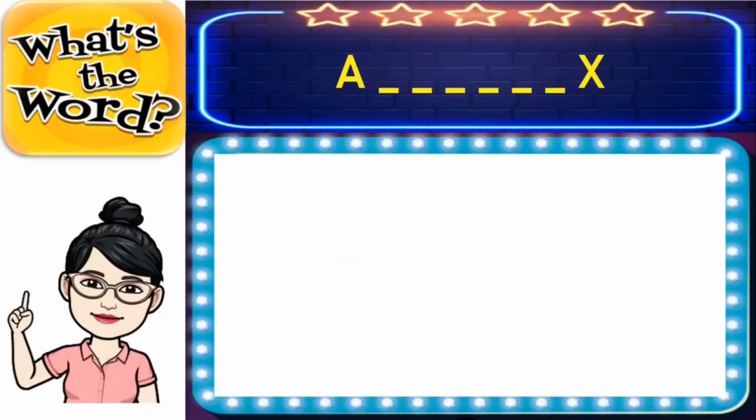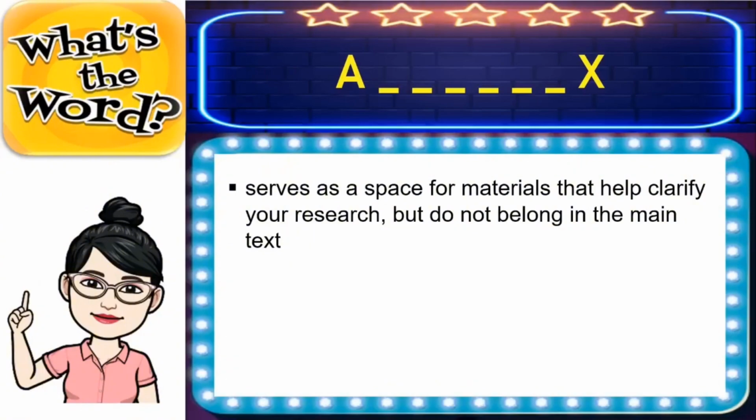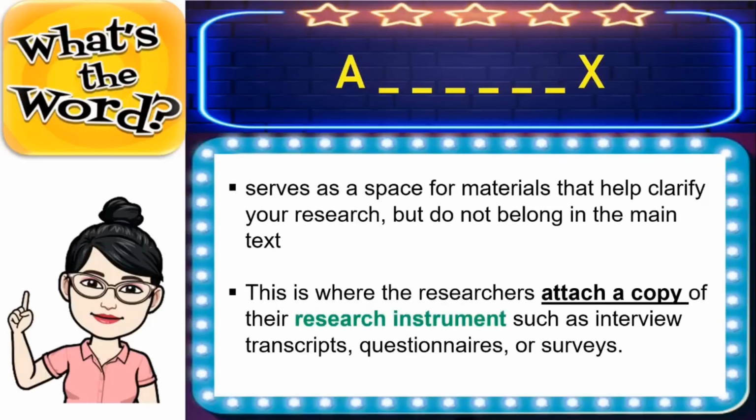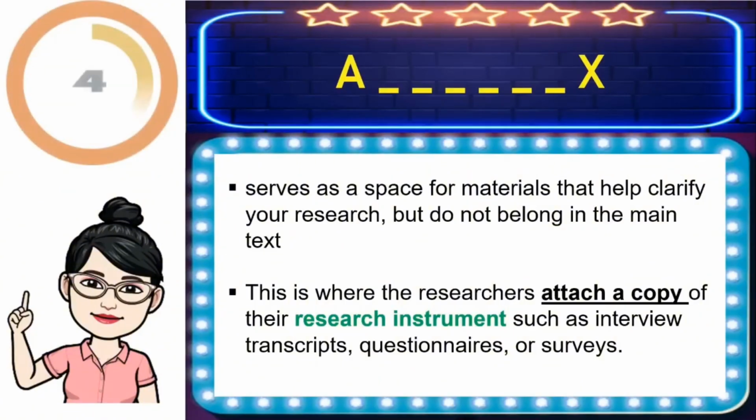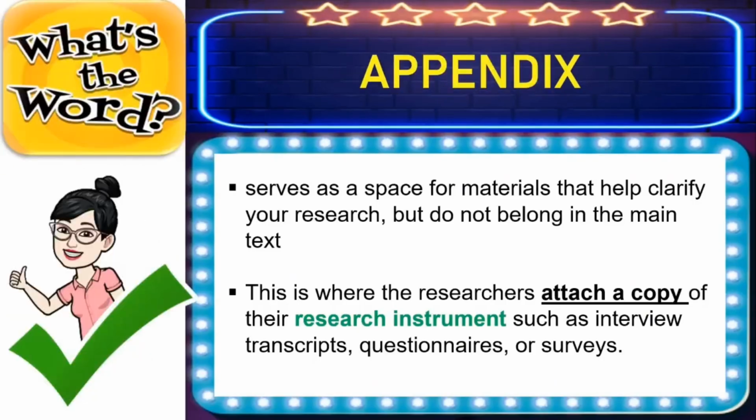And for the final word, it serves as a space for materials that help clarify your research, but do not belong in the main text. This is where the researchers attach a copy of their research instrument, such as interview transcripts, questionnaires, or surveys. The answer is Appendix.